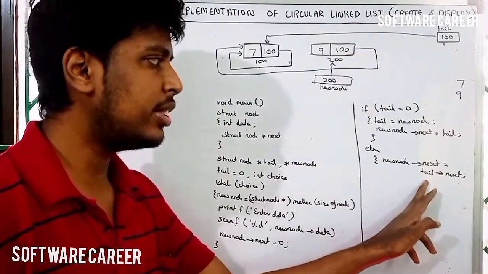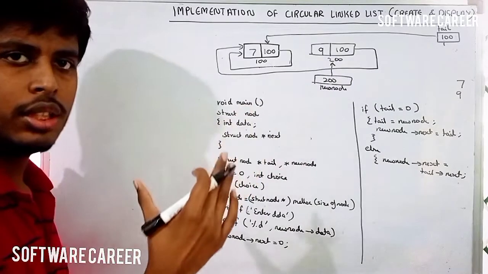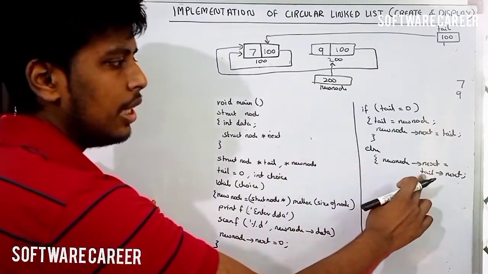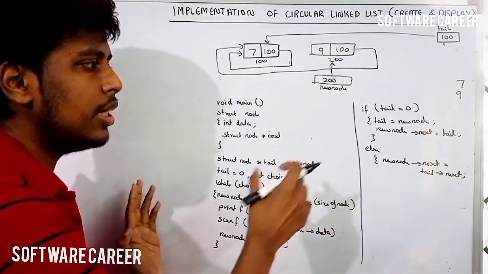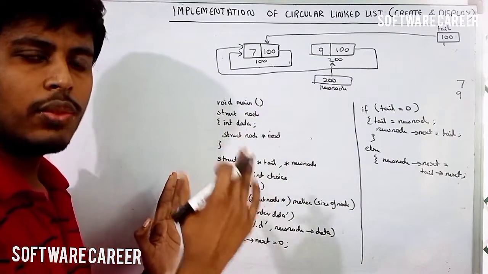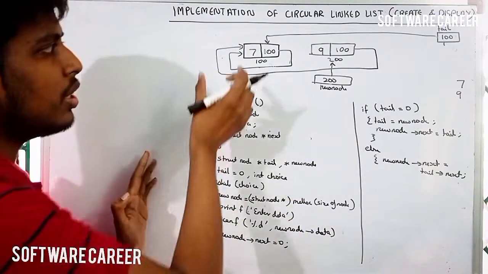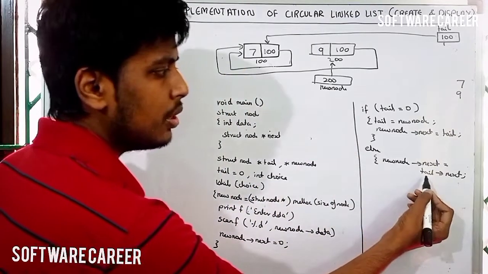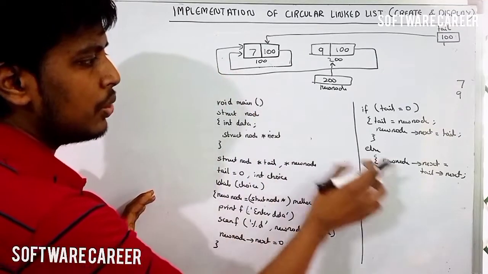See, I'll explain to you what tail next is. Tail is a pointer which represents the last node. Now tail next is what? Tail next is the next node of the tail. This is a circular linked list. What is the next node of the last node? That is the first node. So you can get the address of the first node by using this, tail next. So I am accessing the address of the first node by using tail next.